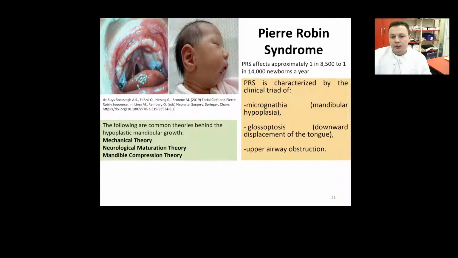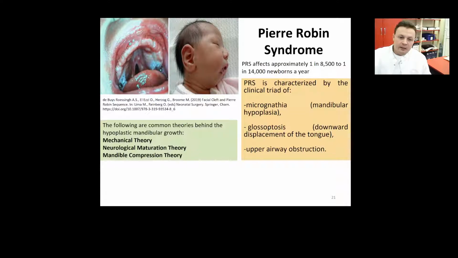Pierre Robin sequence, PRS, Pierre Robin syndrome, is characterized by the clinical triad of microglossia, glossoptosis, and upper airway obstruction. Clinically, this results in a small underdeveloped mandible that causes the base of the tongue to fall back into the throat and can ultimately lead to upper airway compromise. It is commonly associated with cleft palate.